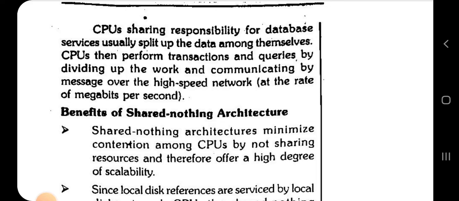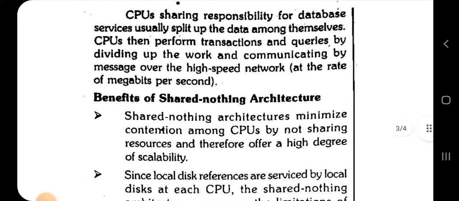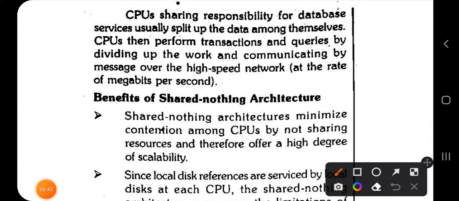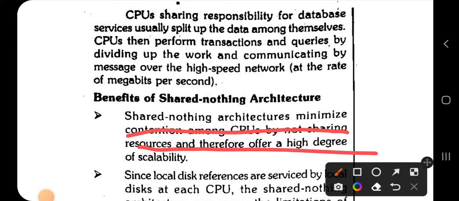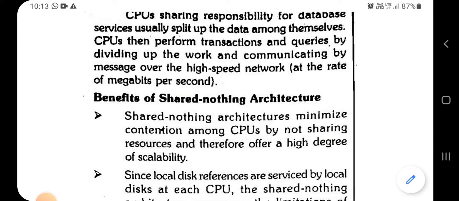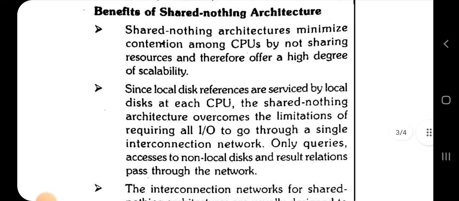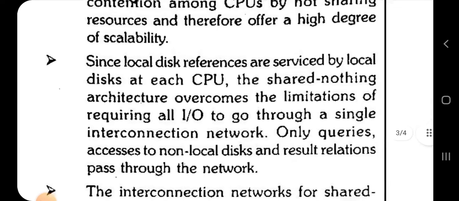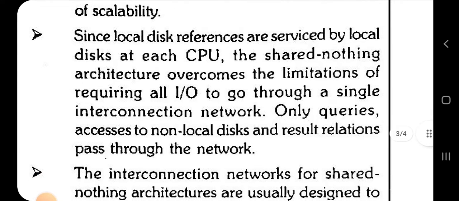But in this case, we are not sharing anything. So it needs no contention among the CPUs, since no resources are shared. Therefore, a high degree of scalability will be there. Why? Because every individual system can perform its own operations without interfering with the other systems present in your network.